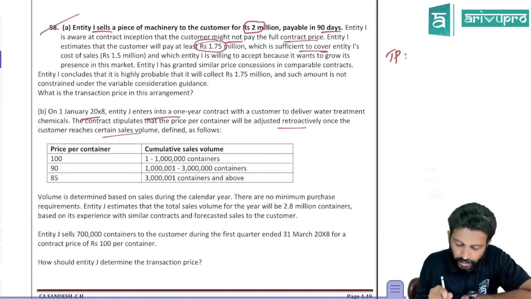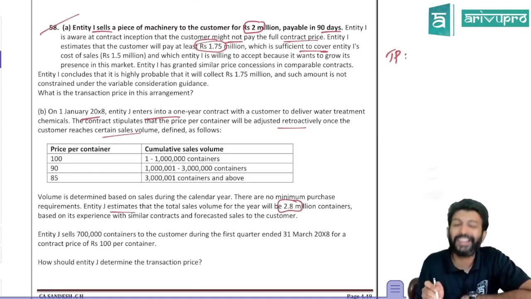Volume is determined based on sales. There is no minimum purchase. Entity J estimates that the total sales volume will be 2.8 million containers. So the company feels we will sell about 2.8 million containers.